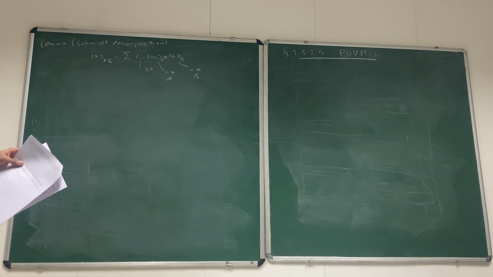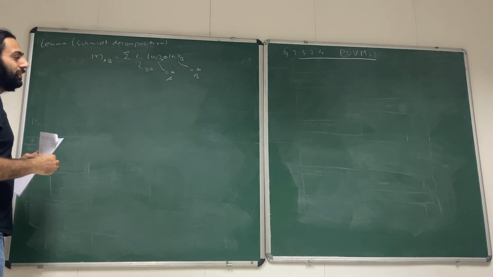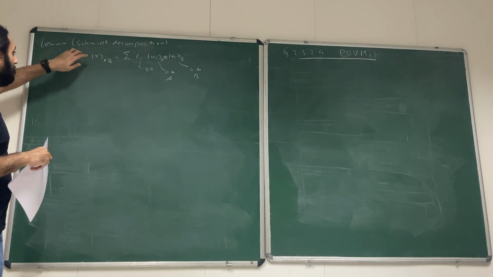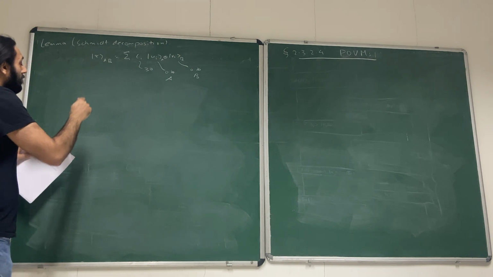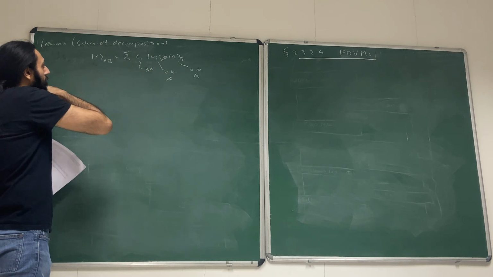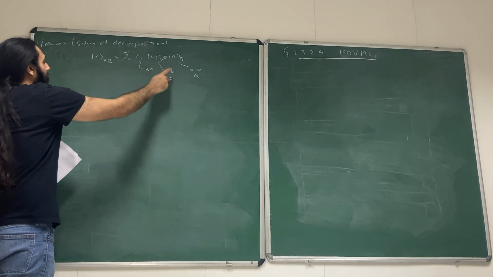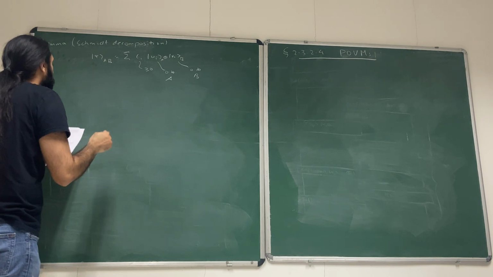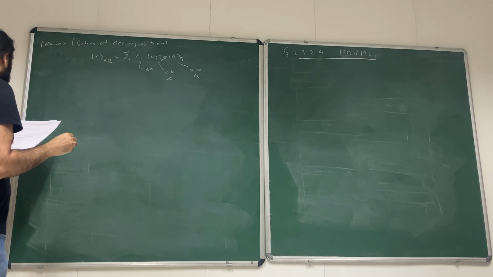Okay, so in class we essentially stopped after stating the lemma, the Schmidt decomposition, which was the following: you have a bipartite state, then you can express it in this form, where u_i and b_i are orthonormal bases, and c_i are non-negative. And how do you prove this?